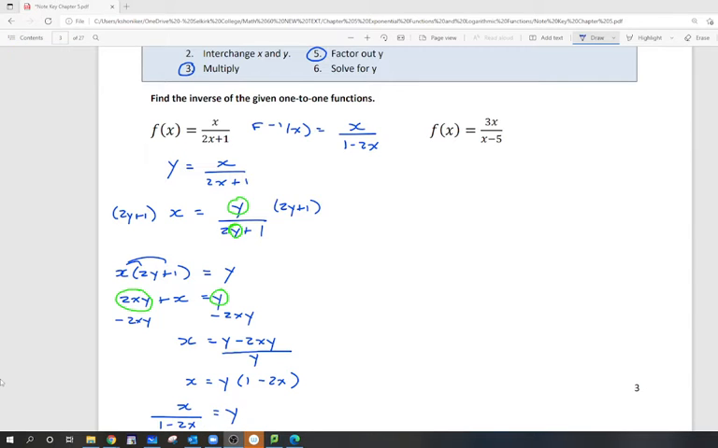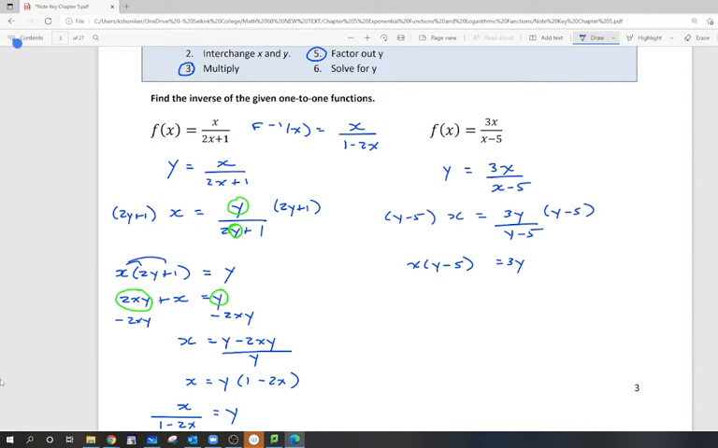All right, so hopefully you're feeling good about this. The first thing I'm going to do is replace f of x with y. I get y equals 3x divided by x minus 5. Now I'm going to switch my x and my y, so I get x equals 3y divided by y minus 5. Okay, step 1, step 2. Step 3, I'm going to multiply. The first multiply is I'm going to multiply by the lowest common denominator. So I get x times y minus 5 is equal to 3y, right? Because I multiply both sides of the equation by the lowest common denominator. Now I'm going to distribute multiply. So I end up with xy minus 5x is equal to 3y.